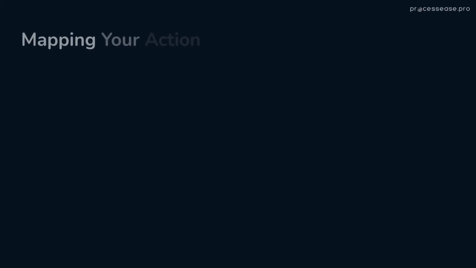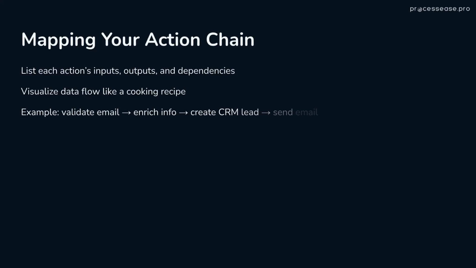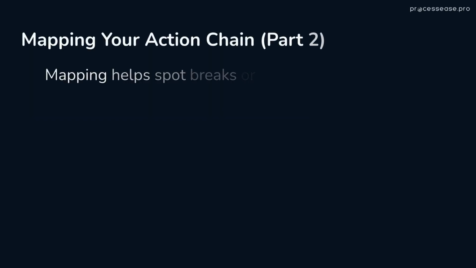Mapping means listing each action's inputs, outputs, and dependencies. Think of it like a cooking recipe. List the ingredients and steps in order. For example, validate email, enrich info, create a CRM lead, then send an email. Mapping your action chain helps you spot breaks or missing data early in the process. Delays in scheduling, for instance, help you space out follow-up emails or respect API rate limits.